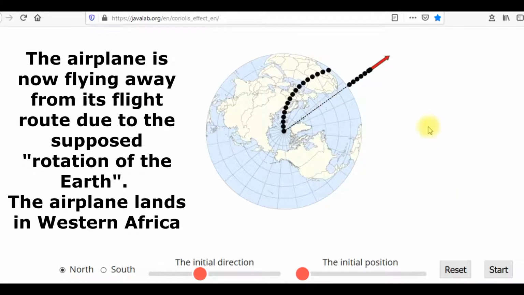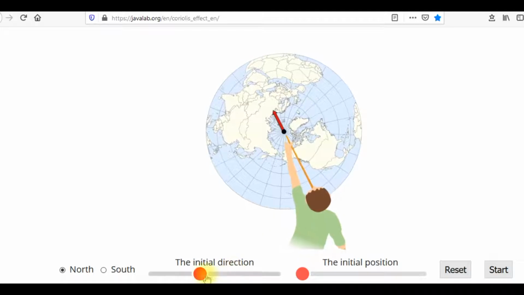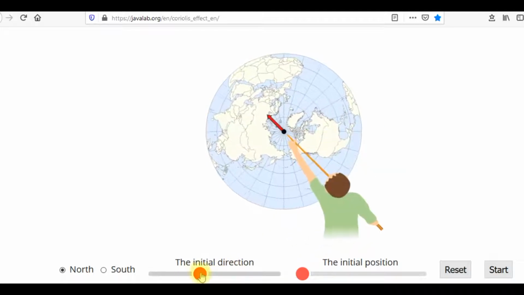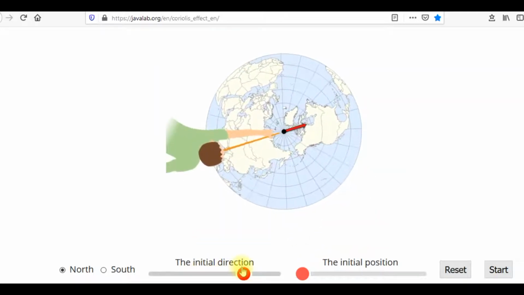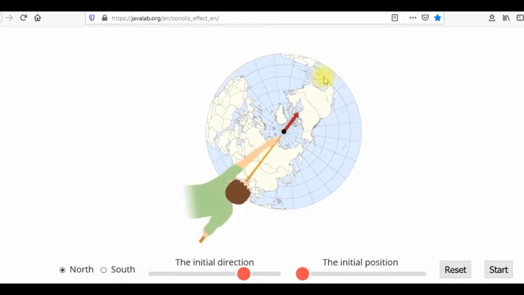Well, because of the supposed curvature of Earth, an airplane leaving here, the North Pole region, towards Somalia would end up in West Africa. Now let's pick another flight. Let's reset. And now this guy is going to be flying from north of Canada down to Guatemala.